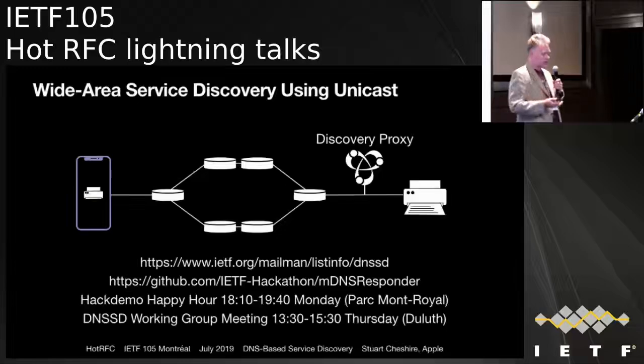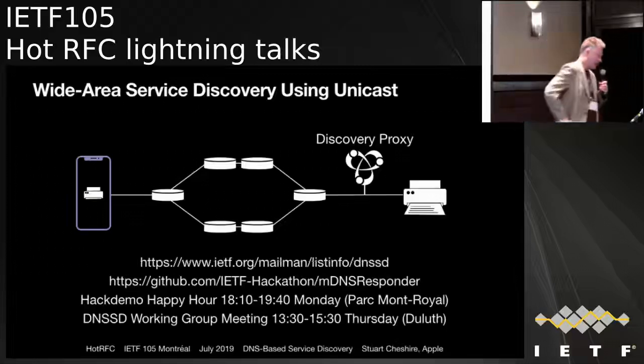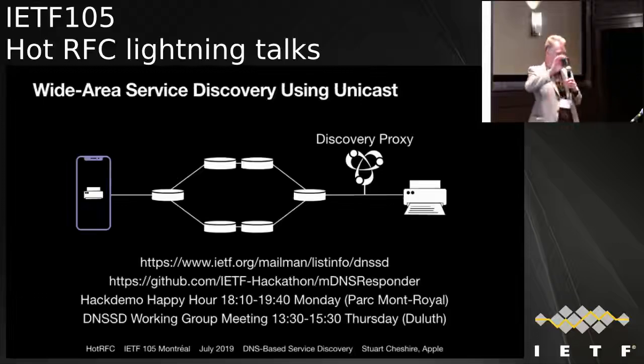We'd love you to get involved. You can join the DNSSD mailing list. You can check out the code from the IETF hackathon. We have an OpenWRT package for this little OpenWRT router. In about 5 minutes, you can add a discovery proxy to this and have one running on your own home network. We'll be showing this at the Hack Demo Happy Hour tomorrow, just over there, so you can come and see it working for yourself.